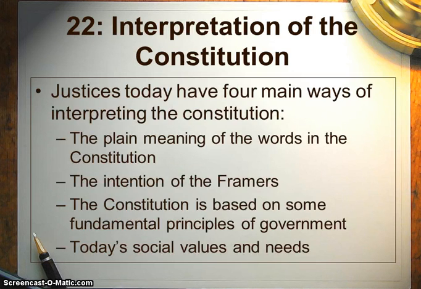Lastly, how do justices today interpret the Constitution? There are 4 different methods outlined in your book that they use. One is the plain meaning of the words in the Constitution. What do these words mean? What do they mean by speech and religion and establishment? Another is the intention of the framers. They look at the different documents that were written by the framers and use that as a guide to understand what they meant. A third is that the idea that the Constitution is based on some fundamental principles of government, such as liberty and freedom. And the last is today's social values and needs.